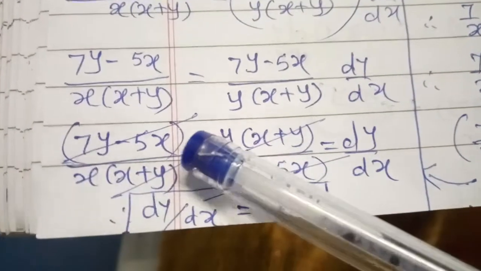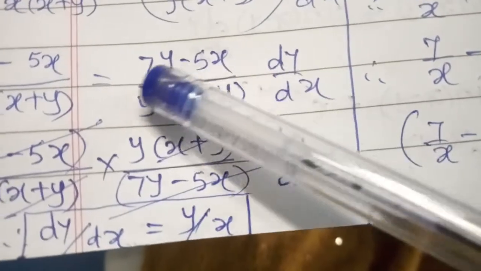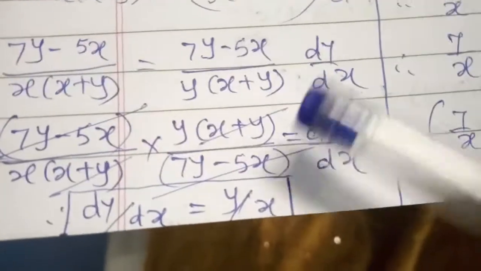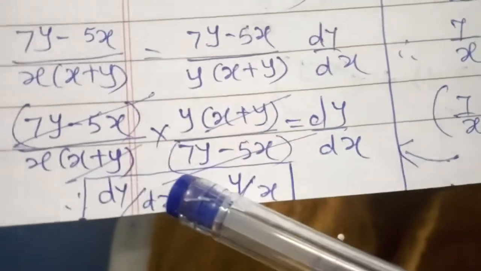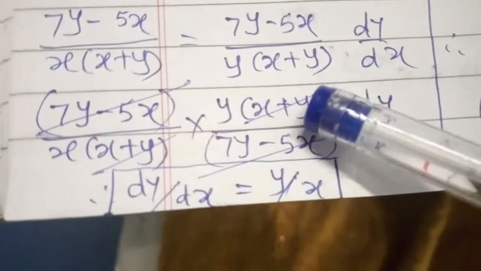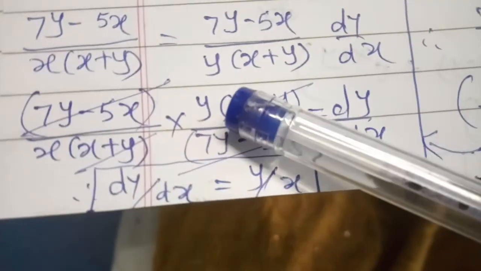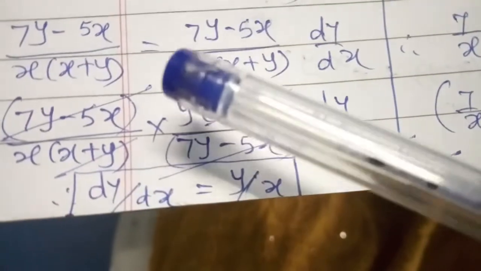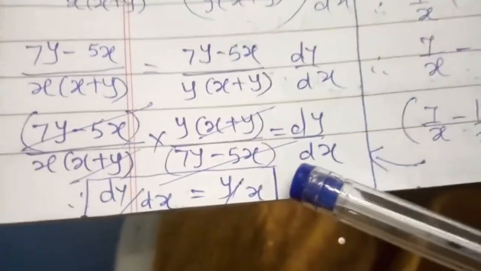So 7y minus 5x upon x into x plus y into, the denominator that is here will come here in the numerator. So y into x plus y upon 7y minus 5x. So this term cancels with this term, x plus y cancels with this x plus y, and so the answer is dy by dx is equal to y upon x.